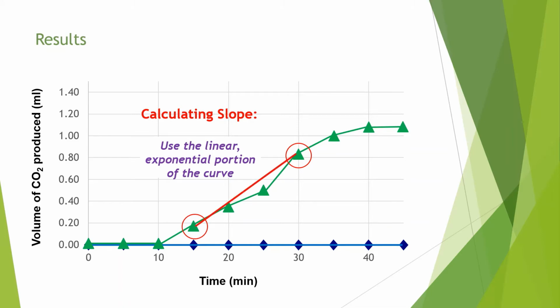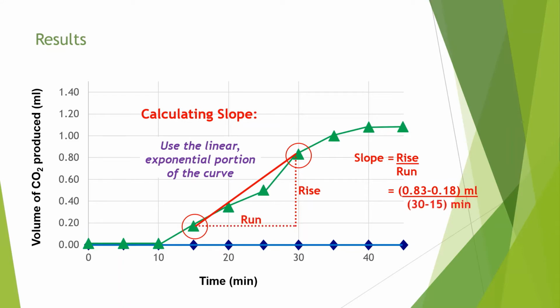I'm going to calculate my slope for that particular range there, and the slope is equal to rise over run. So in this case, the rise is 0.83 minus 0.18 milliliters, and the run is 30 minutes minus 15 minutes. So my final value for my slope is 0.043 mL per minute. So this means that for this particular treatment, we're making 0.043 milliliters of carbon dioxide per minute. So you're going to do this for all 6 of your plots, and what I want you to do is put all of them on one graph.